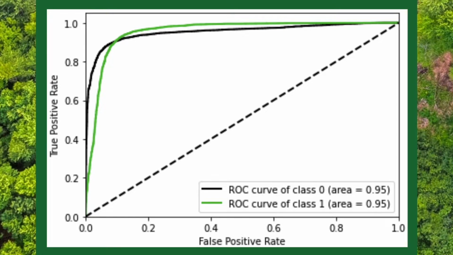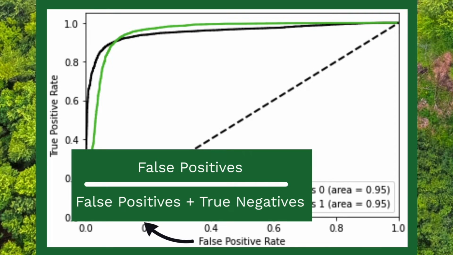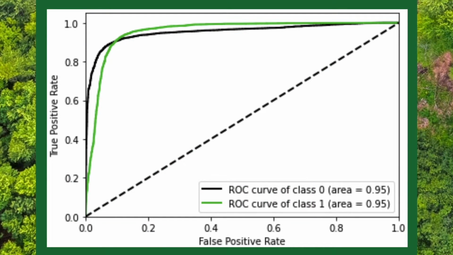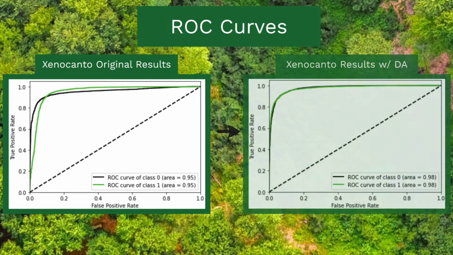Our x-axis is our false positive rate, which is our false positives divided by our false positives plus our true negatives. It represents the bird negative data points classified as bird positive. Our y-axis is our true positive rate, calculated as our true positives divided by our true positives plus our false negatives. It represents the proportion of correctly classified bird positive data points. What's nice about ROC curves is that they can easily be compared using the area under the curve, the higher being the better at separating classes. Here we have an area of 0.95. After implementing data augmentation, we have an area of 0.98, a small improvement.